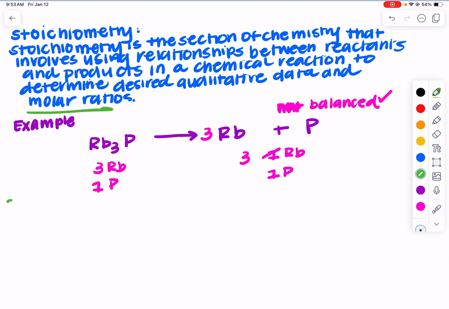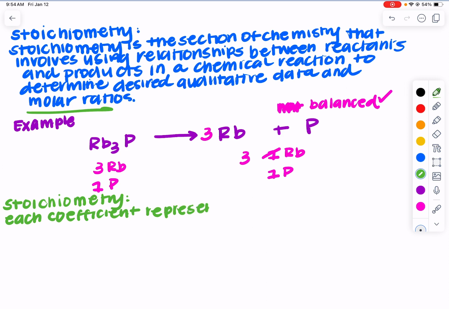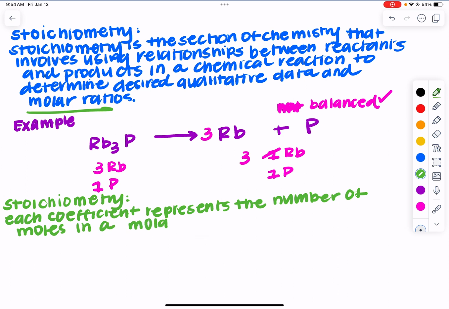What stoichiometry is, and this can be very, very complicated, or it can be very, very simple. What stoichiometry means is that each coefficient represents the number of moles in a molar ratio. This is why balancing is important.